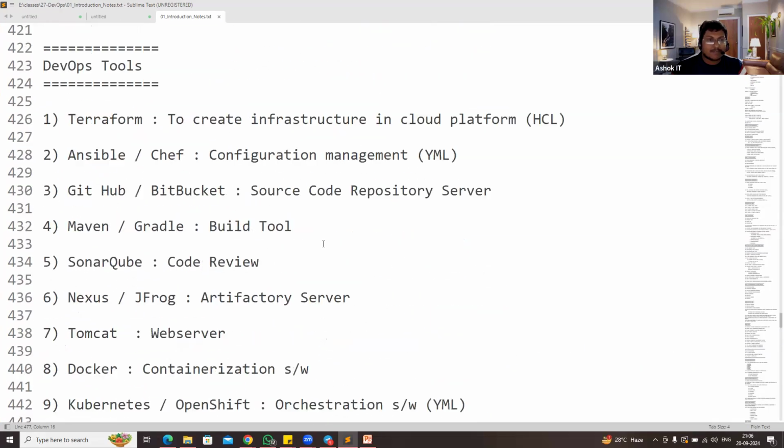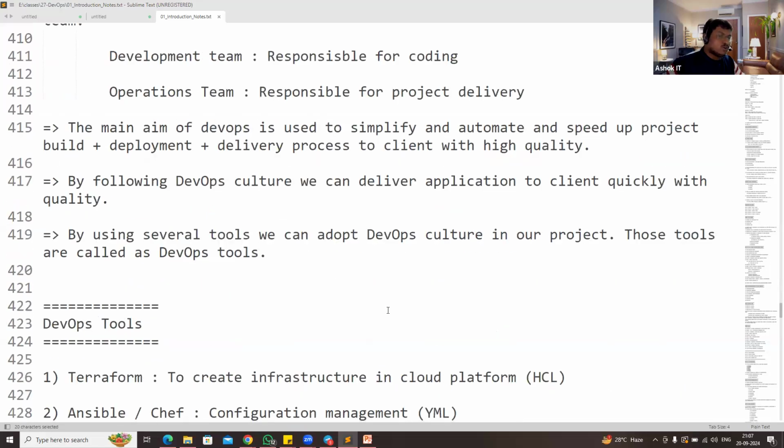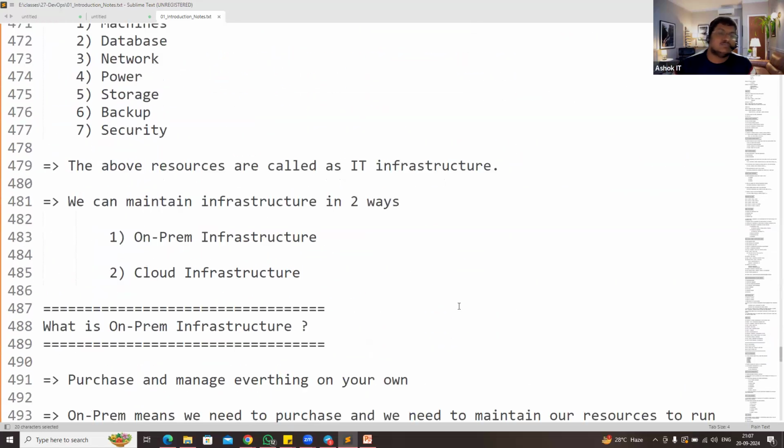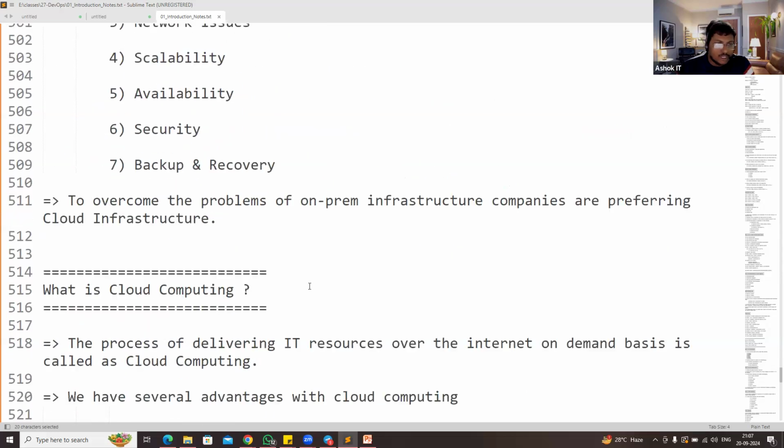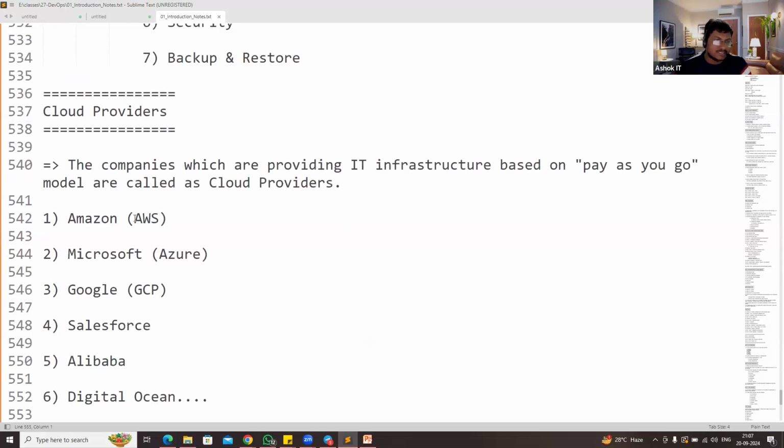So infrastructure management and infrastructure setup is our responsibility. Now how are we going to work with the infrastructure in the cloud platform? We are going to learn AWS cloud in our course. So how are we going to use this AWS? What is this AWS? AWS stands for Amazon Web Services.